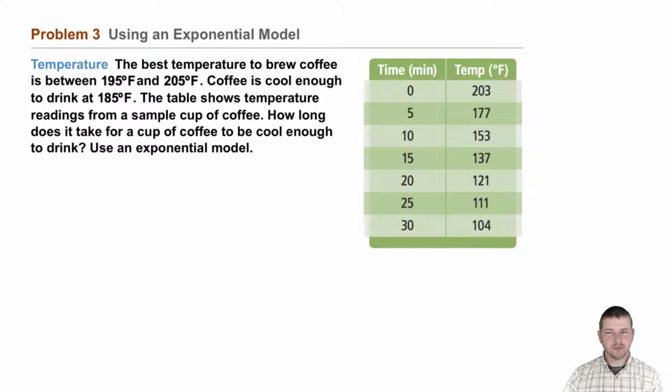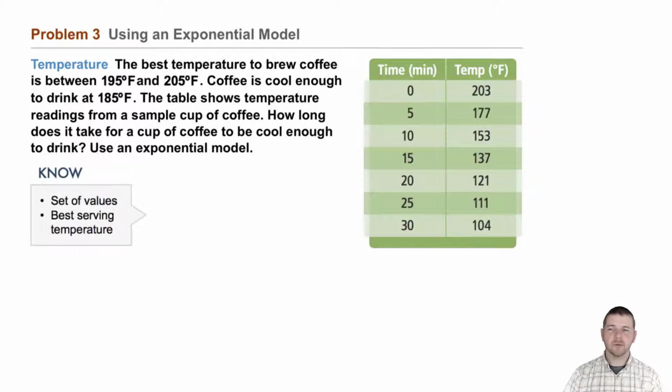Use an exponential model. Now consider the table at the right for time in minutes, 0, 5, 10, and so on through 30 minutes, and temperature in degrees Fahrenheit, beginning at 203, dropping to 177 after 5 minutes, and so on until after 30 minutes we reach a temperature of 104 degrees Fahrenheit.